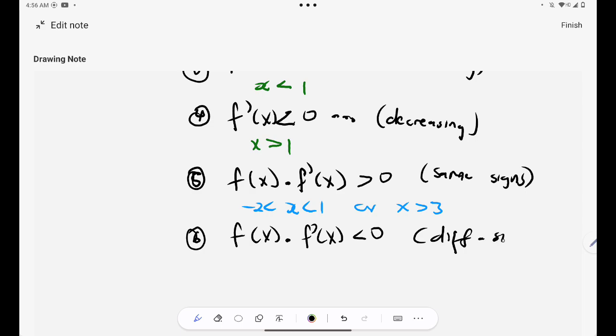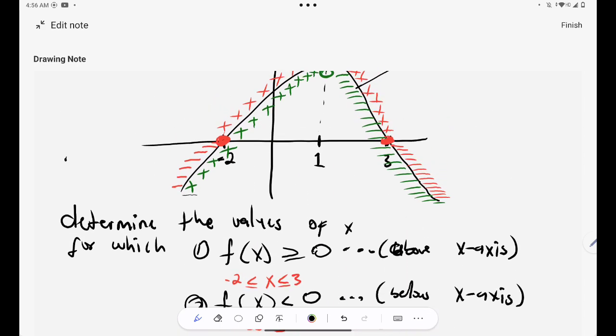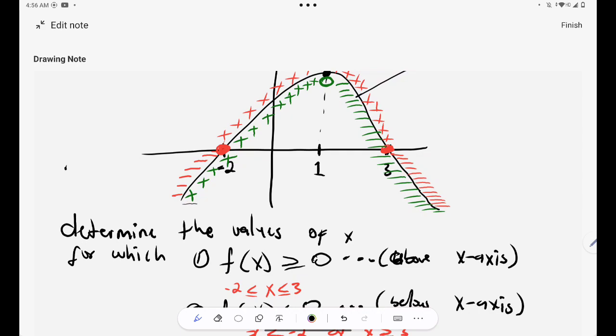Different signs. Okay, why am I saying different signs? It's because I'm multiplying two things. I'm multiplying y and the derivative of y, and my answer is negative. I'll only get a negative answer whenever I'm multiplying things that have different signs, when the one is positive and the other one is negative. Are we together? So I want the region whereby I have both my graph and my derivative having different signs.